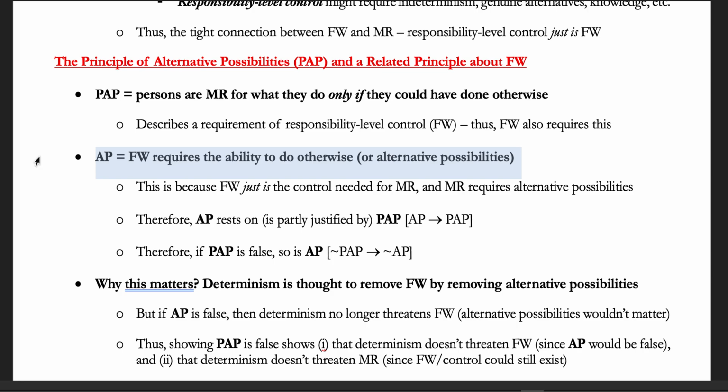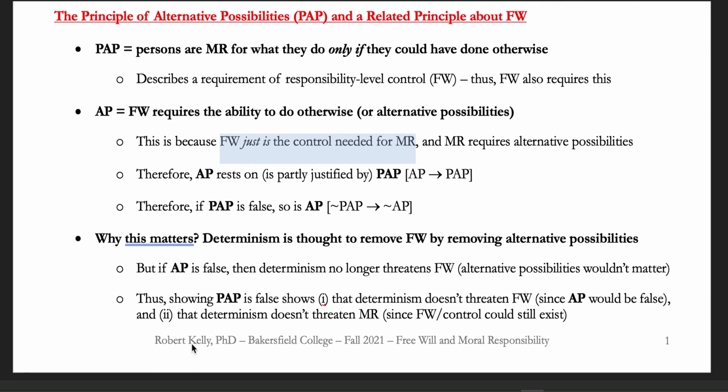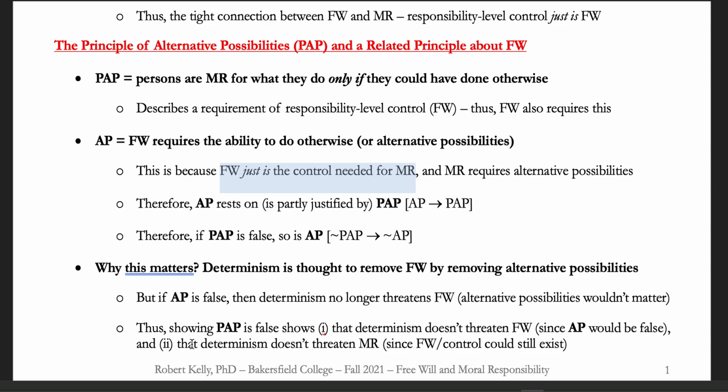Right? AP says free will requires the ability to do otherwise. But that's only true if moral responsibility requires the ability to do otherwise. Why? Because free will is being understood as just the control needed for responsibility. Now, this connection here is basically saying, look, if you think that moral responsibility and free will are really tightly connected, and more specifically, if you think moral responsibility requires this freedom-level control, if you just think free will is just whatever control is required for responsibility, right?